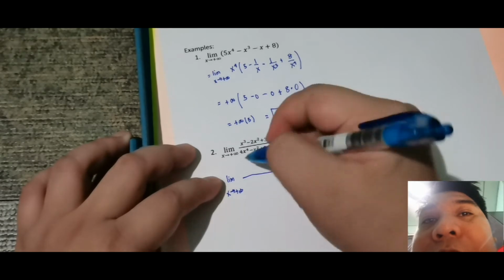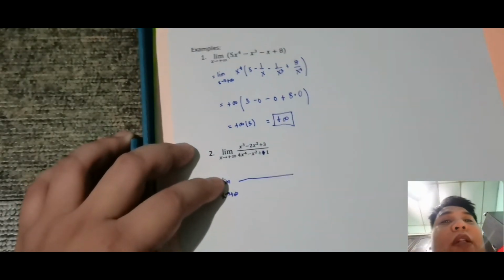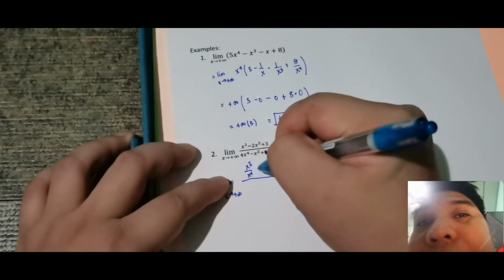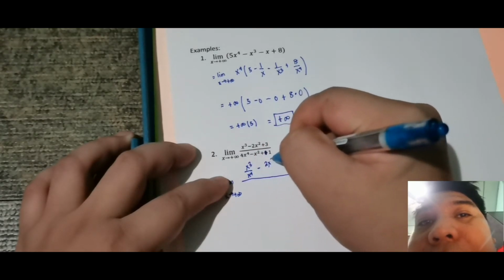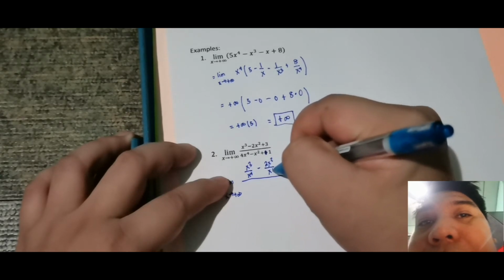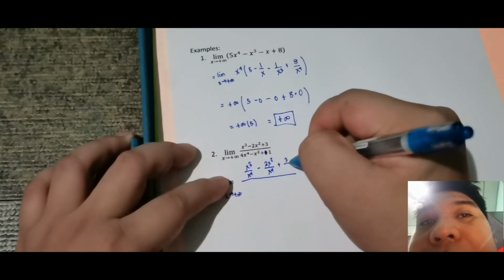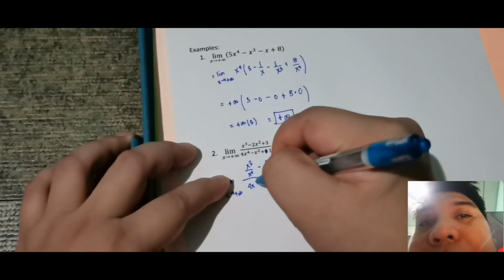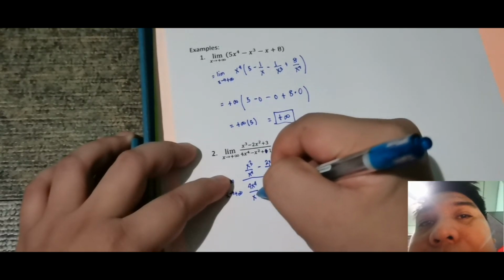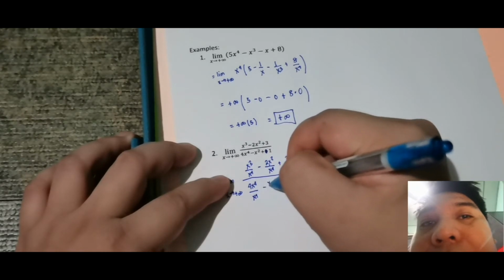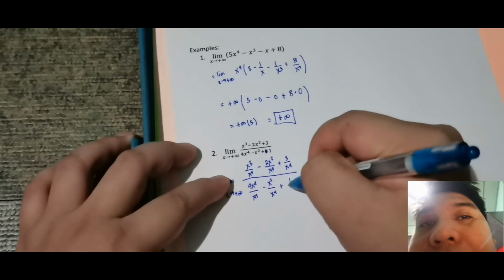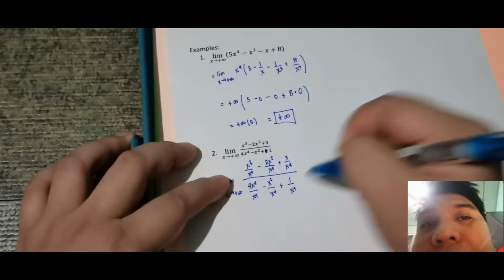So ayusin ko to. So this is x cubed divided by x to the 4th, tama? Minus 2x squared divided by x to the 4th plus 3 over x to the 4th. Next, dito is 4x to the 4th divided by x to the 4th minus x squared divided by x to the 4th plus 1 over x to the 4th.